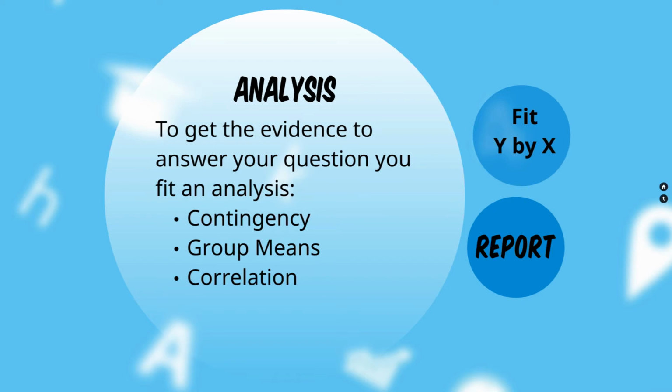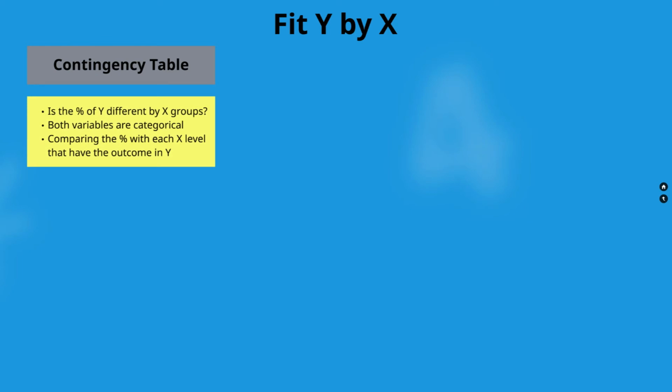We have three bivariate analyses to consider: a contingency analysis, group means, or correlation. And again, this is fit y by x in JMP. Beginning with a contingency table, the question is, is the percentage of y different by the x groups? Both variables in this case are categorical. You are comparing the percentage with each level of x that have the outcome of interest in y.